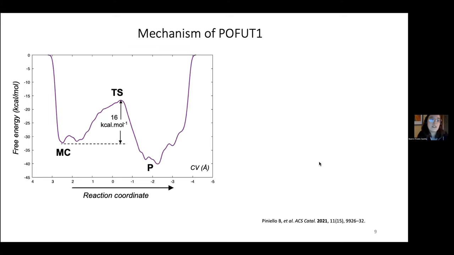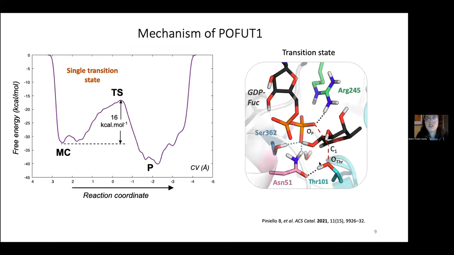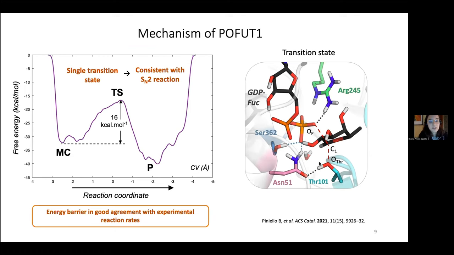This is the free energy profile of the reaction. We can see there is a single transition state, and that is consistent with an SN2 reaction. The energy barrier is about 16 kcal per mole, and that is in good agreement with experimental reaction rates, which would predict a barrier of between 17 and 19 kcal per mole.